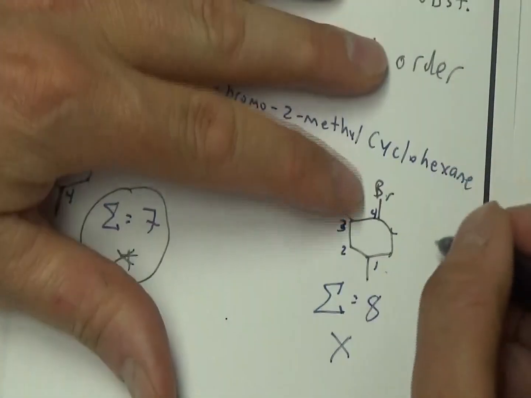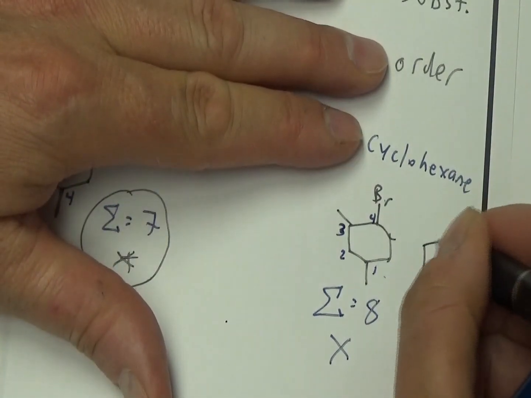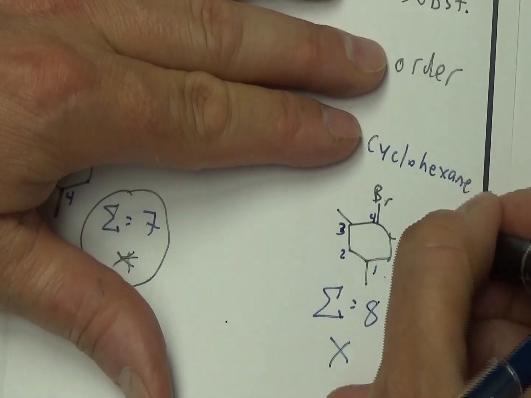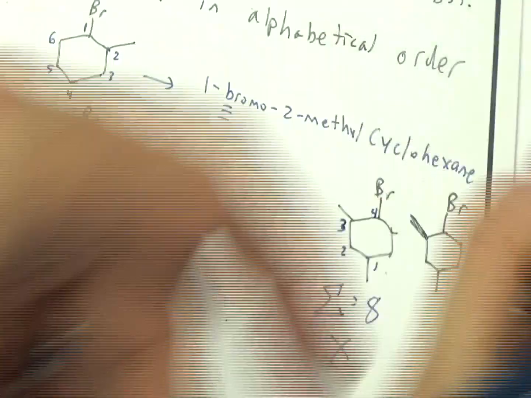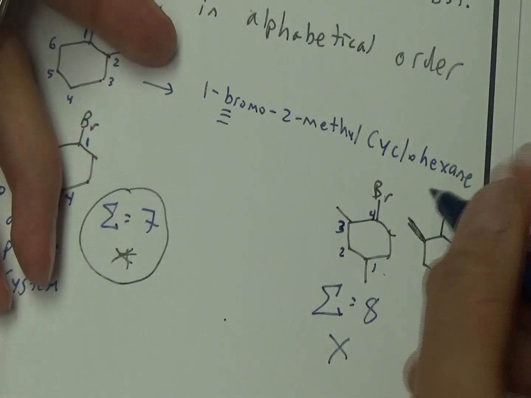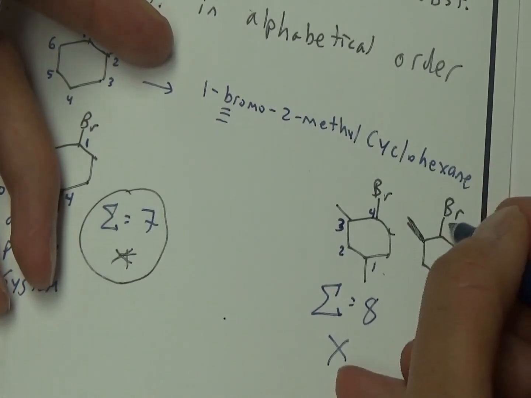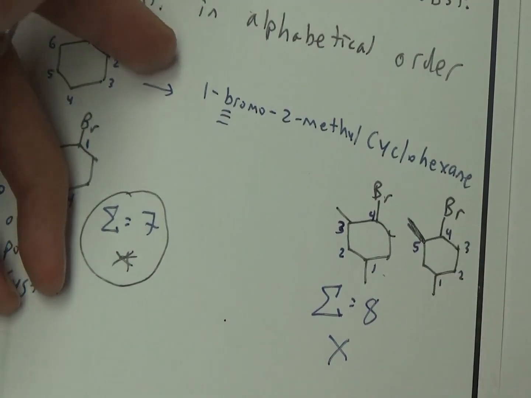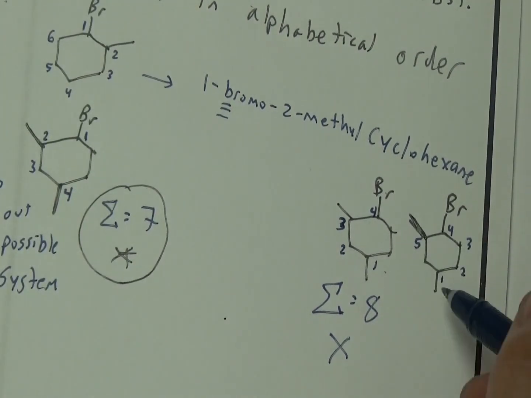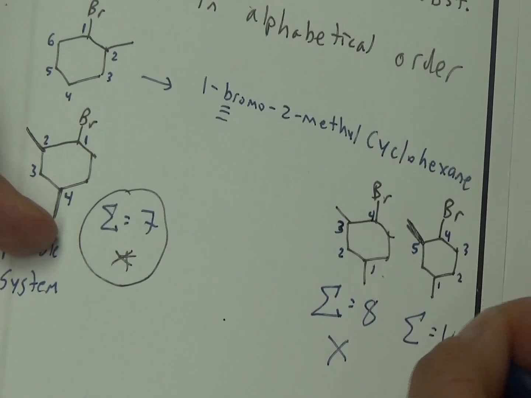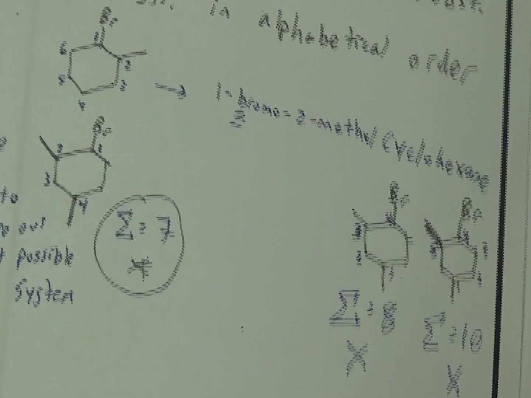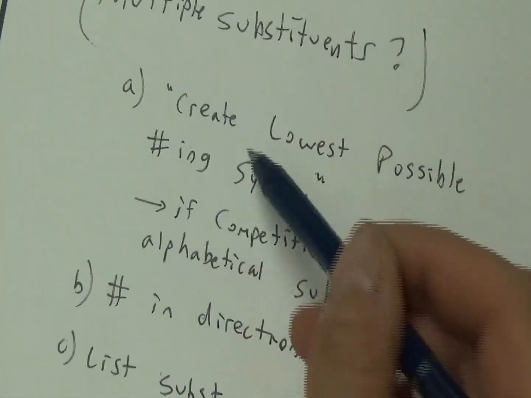Any other possible numbering systems? Just for fun, let's do another one. Okay. So let's go the other way from the bottom. We'll do 1, 2, 3, 4, 5. What's 1 plus 4 plus 5? It's 10. So these are bad. Okay, that's what I meant by rule number A.